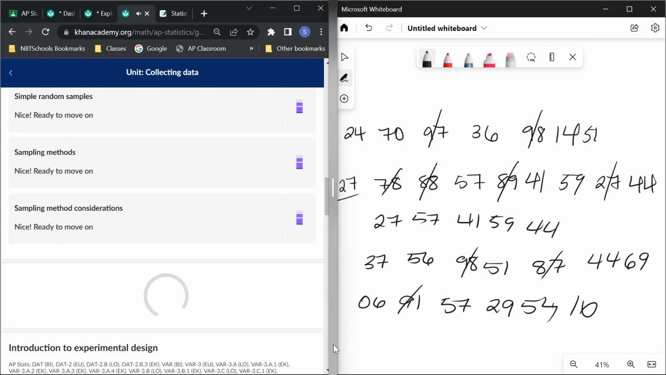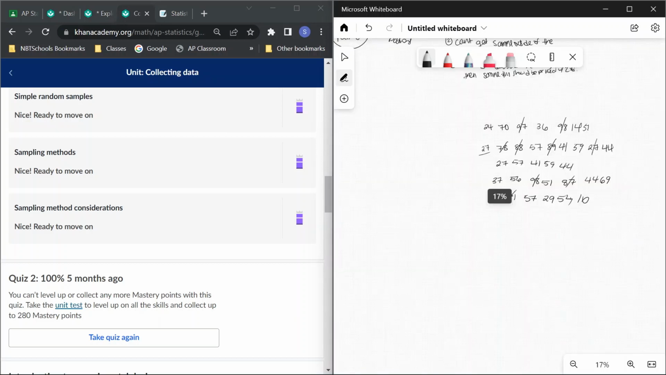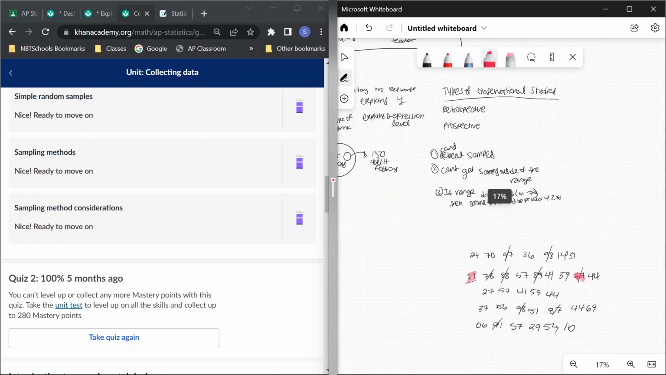Moving on, so that's selecting a random sample. No repeating numbers like we saw over here. We can't use repeating numbers. We can't use numbers outside of the range. So we can't repeat samples, we can't use outside of the range, and I think that's it.